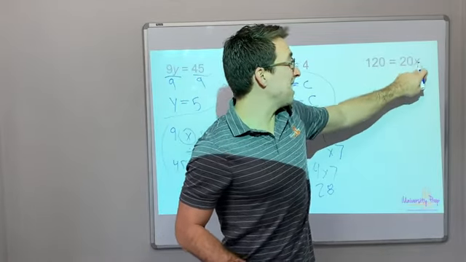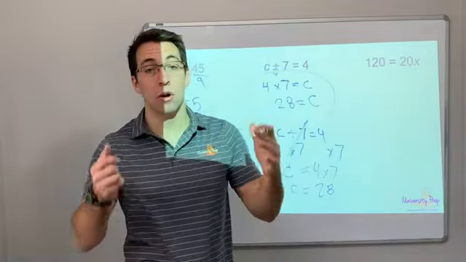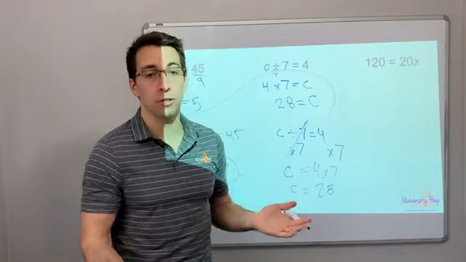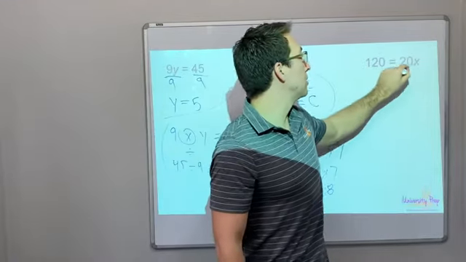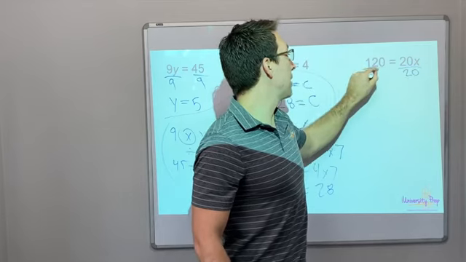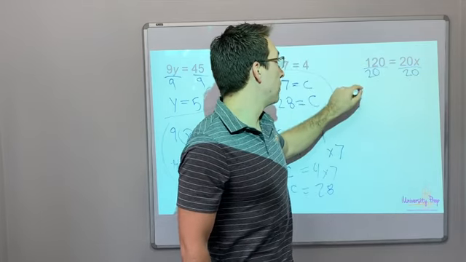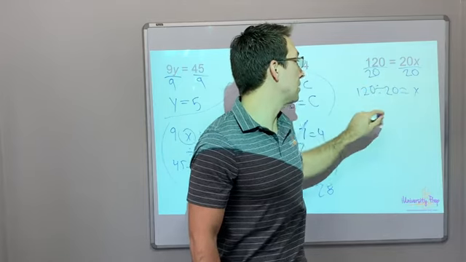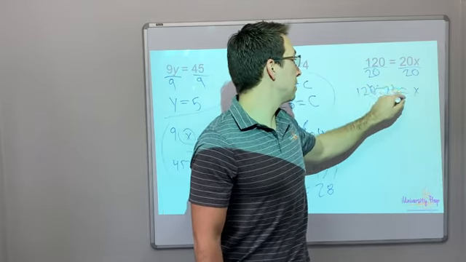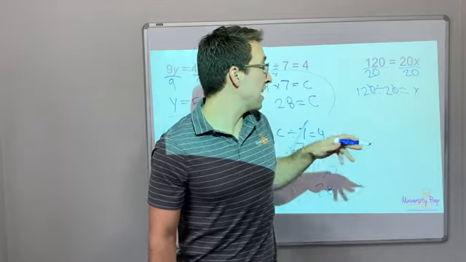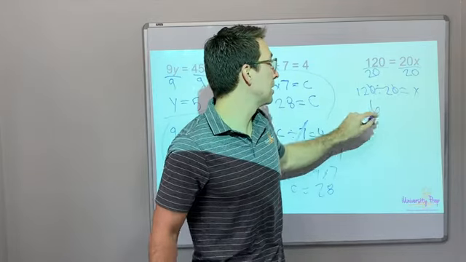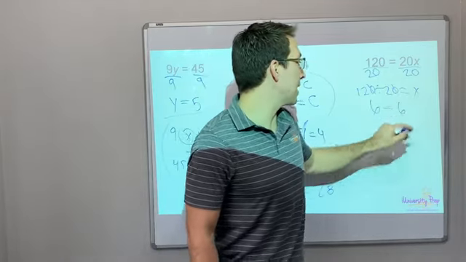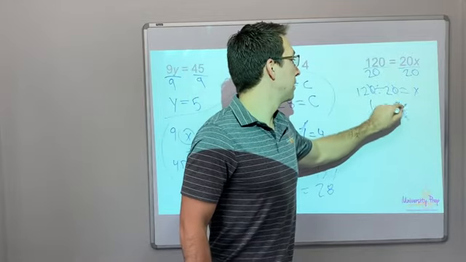120 equals 20 times x. Anytime you have a number attached to a variable, it's multiplication, so we have to divide. We're going to divide it by 20, divide it by 20. So 120 divided by 20 equals x. Well, we can drop the zeros. 12 divided by 2 is 6. Right? 6 equals x.